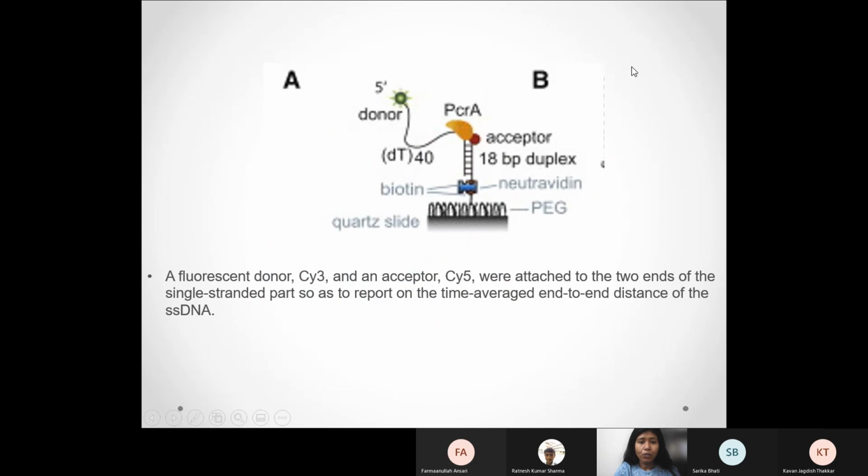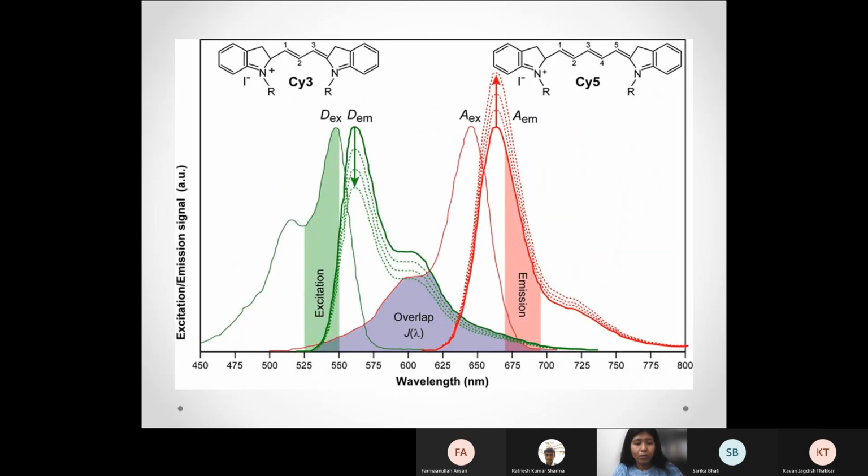So that's the first thing. You need to have an overlap of the emission spectra of one molecule and the excitation spectra of the other molecule. The greater this overlap, the greater could be your energy transfer. But that is not all.